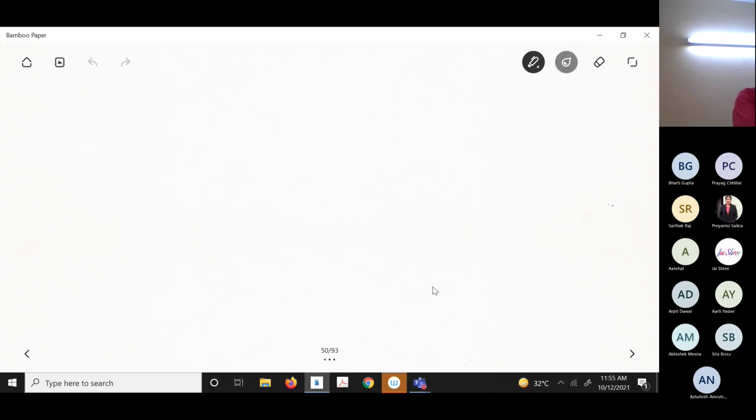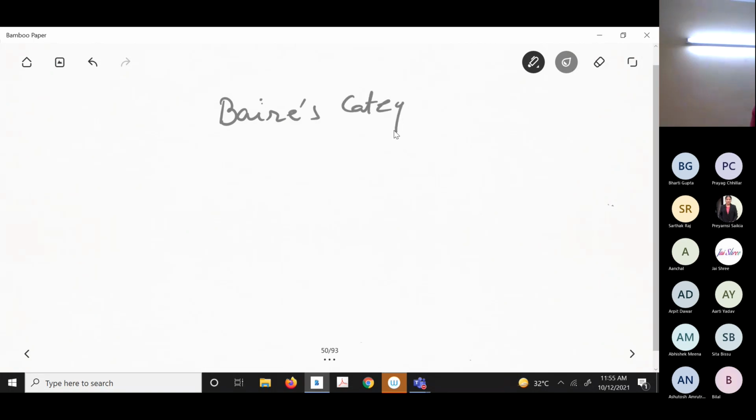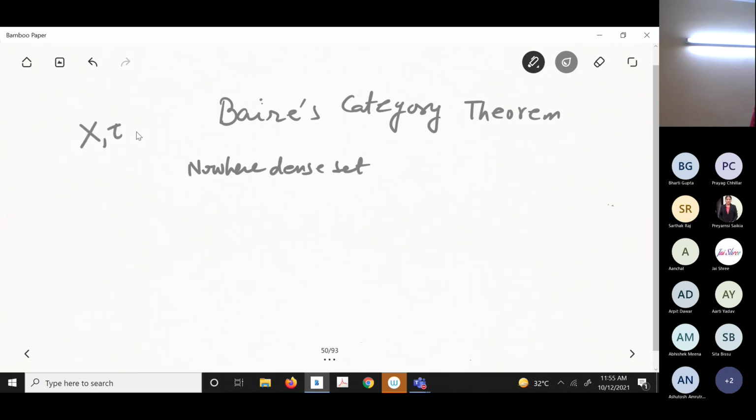So the main thing is Baire's category theory. Again, I'm repeating that. Basically, you need the concept of nowhere dense. (X, tau) is a topological space. So you have the set of first category.